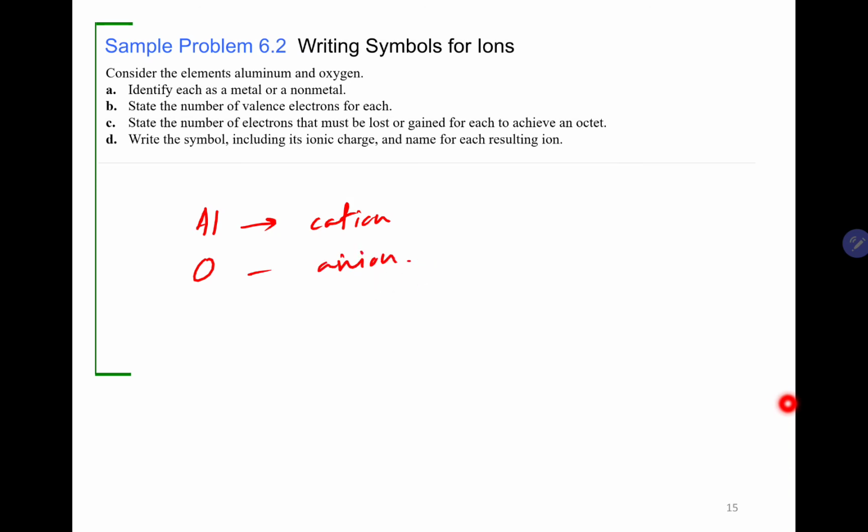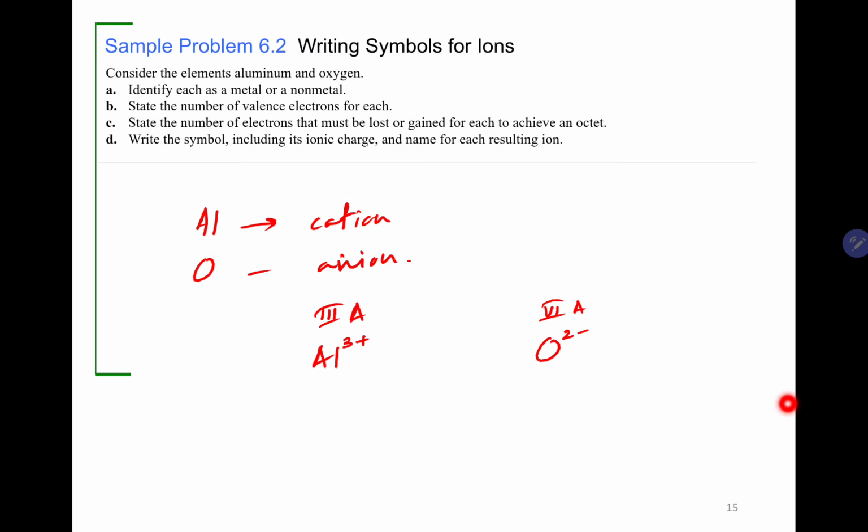Aluminium is in group number 3A, so it will lose 3 valence electrons and form a 3 plus. Oxygen is in group number 6A, which means it has 6 valence electrons, so it will gain 2 more electrons, so it will be a 2 minus charge. Those are the cations and anions these two will form.